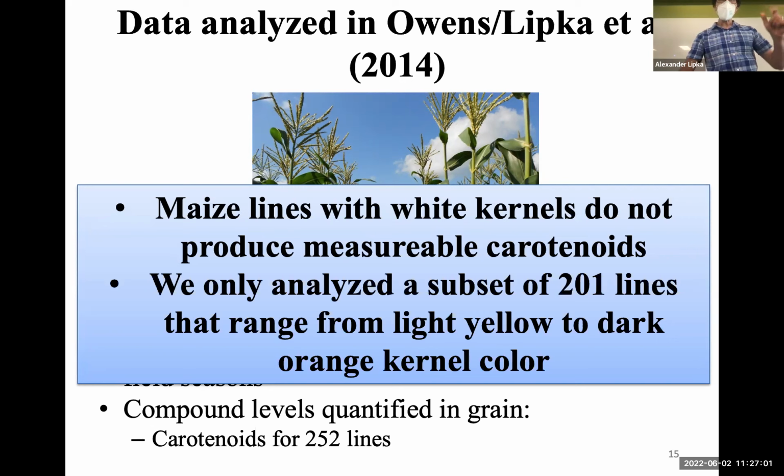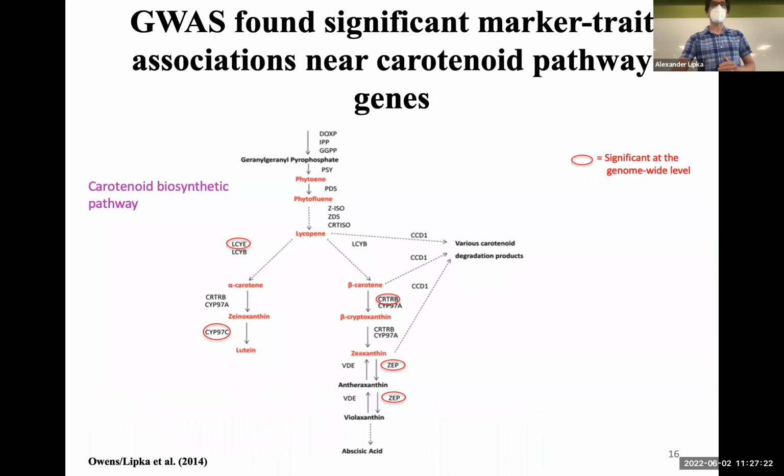So what we did to factor out the effect of that PSY1 gene, okay, was we looked at only a subset of 201 lines that range from light yellow to dark orange kernel color. So we could go laser focused into the carotenoid biosynthetic pathway and look for genes there in this GWAS.